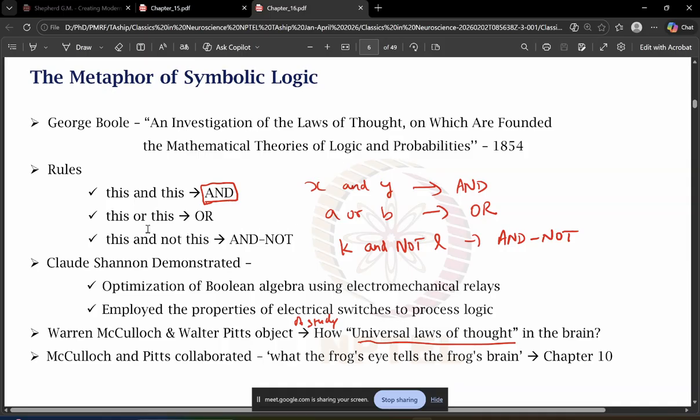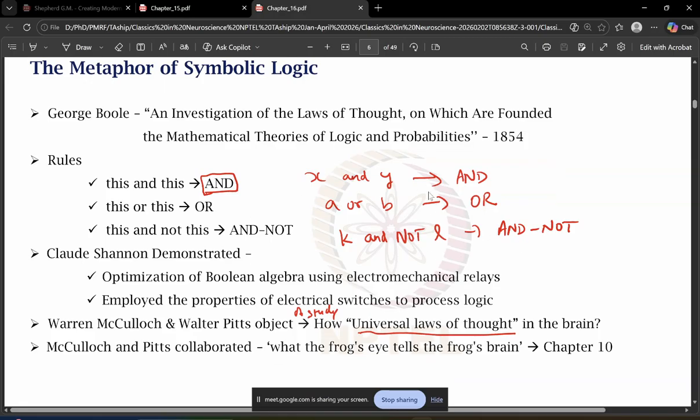Then comes the this or that. For example, A or B. So that is the or function. Then comes the this and not this. So K and not L. In that case, it's the and not function. So George Boole had proposed these rules in 1854, but people had not taken much notice of it. It was not actually put into use in any way.